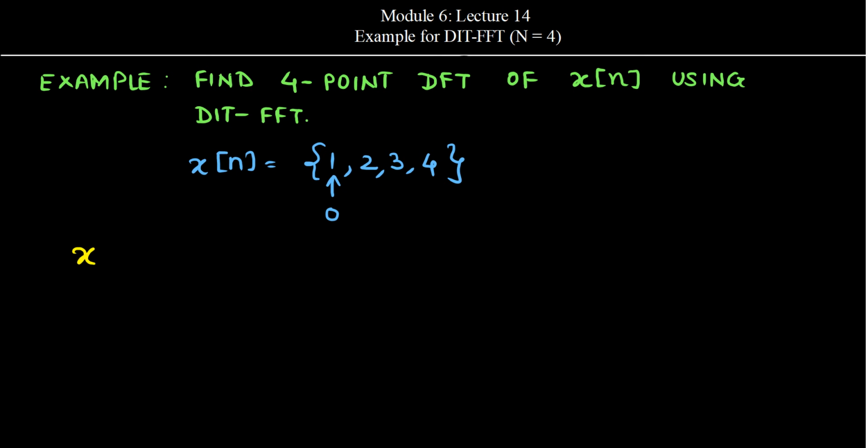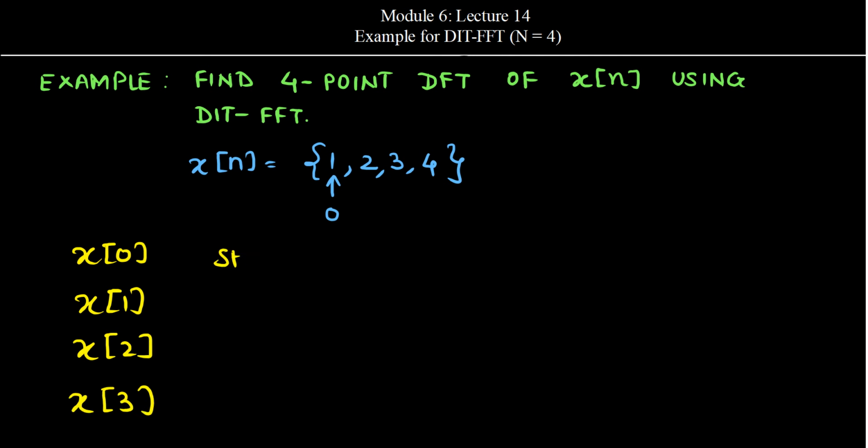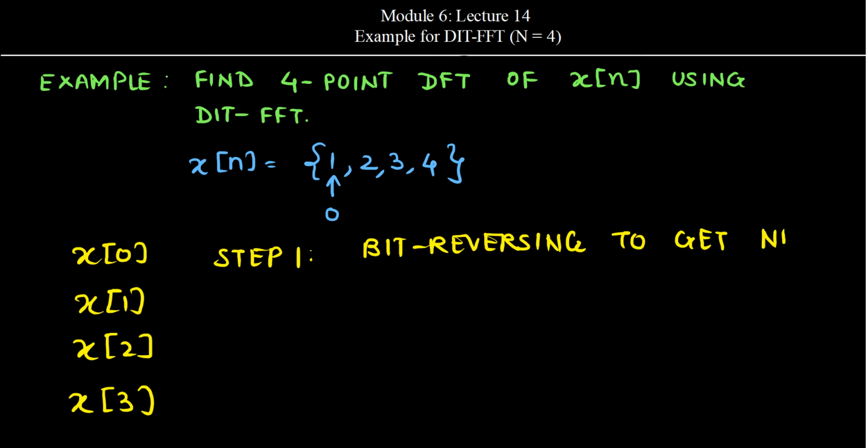So the initial sequence is x of 0, x of 1, x of 2 and x of 3, and step 1 is bit reversing to get a new sequence.